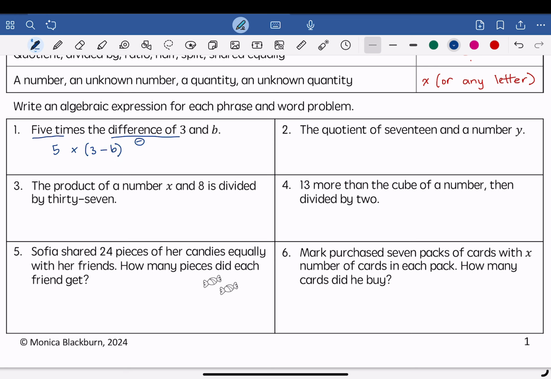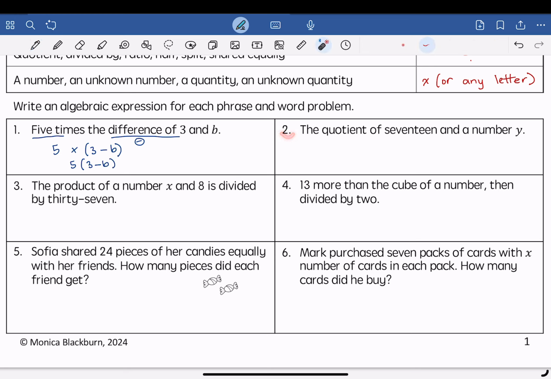And then you can reread it to see if it's written correctly. 5 times the difference of, also replaced by multiplication sign, of 3 minus b. You can rewrite this because we don't need to show the multiplication sign here. You can rewrite it as 5 times 3 minus b in brackets.